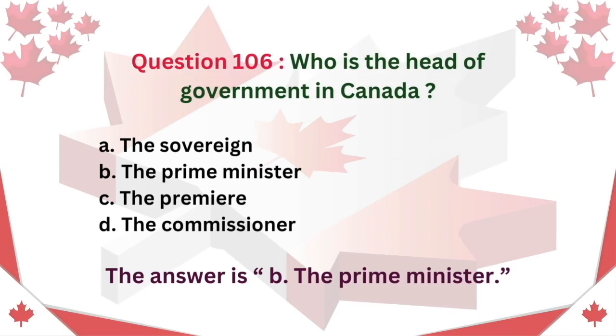Question 106. Who is the head of government in Canada? A. The Sovereign. B. The Prime Minister. C. The Premier. D. The Commissioner. The answer is B. The Prime Minister.